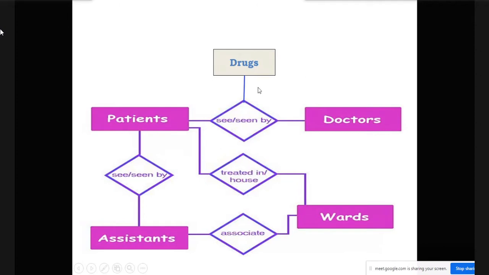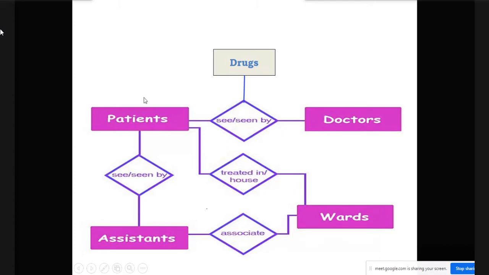Then it is a ternary relationship I have added here because they have shown something like that. But it is always preferable not to go for that. So if I want to remove these drugs, what can I do? Here I will add one more relationship such as doctor prescribes the drugs and patient takes the drugs. So if I add two more relationships, I will remove this ternary from here.